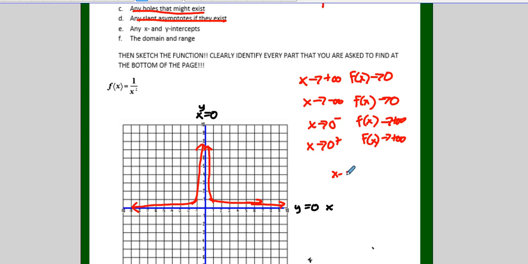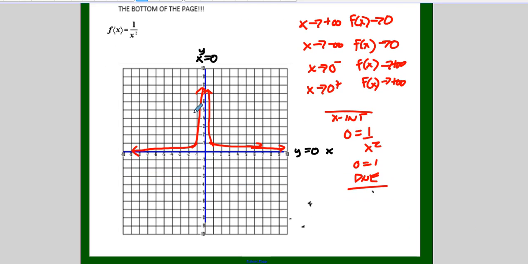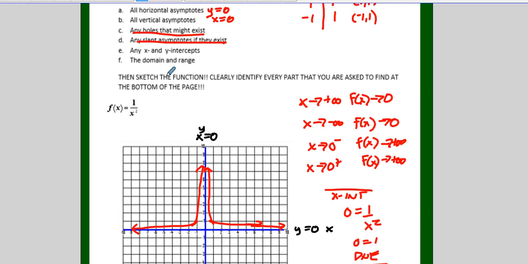The x-intercept is where the graph would cross the x-axis, which is the line y equals 0. So you set the function equal to 0. Again, you cross multiply, you get 0 equals 1, so it does not exist. The y-intercept is where the graph crosses the y-axis, so you take f of 0. F of 0 is 1 over 0 squared, which does not exist because that would be division by 0. So these do not exist in this particular problem.